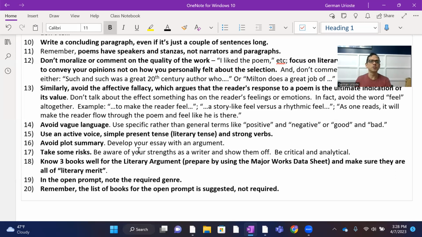And remember, the list of books for the open prompt, also called the literary argument, is suggested, not required, when you have those columns, right? It's okay if the book that you write about is not in those columns, because the prompt will say, choose a work of literature from the below list or one of comparable literary merit. That's anything you've read in English class or anything of comparable literary merit that you've read on your own. If you have questions about that, talk to me or your English teachers and they can steer you in the right direction.